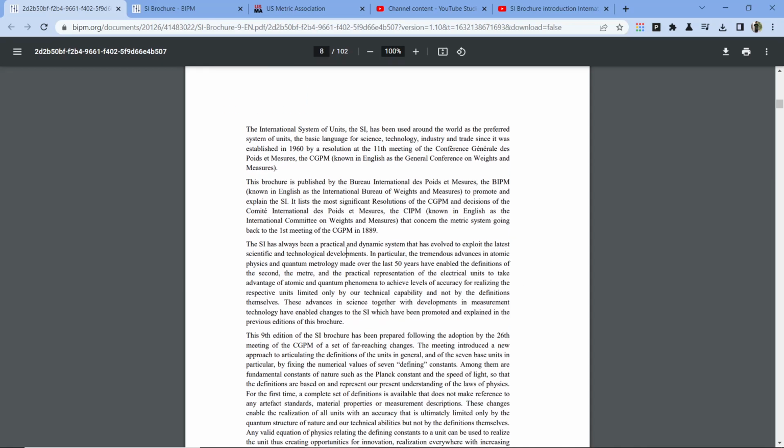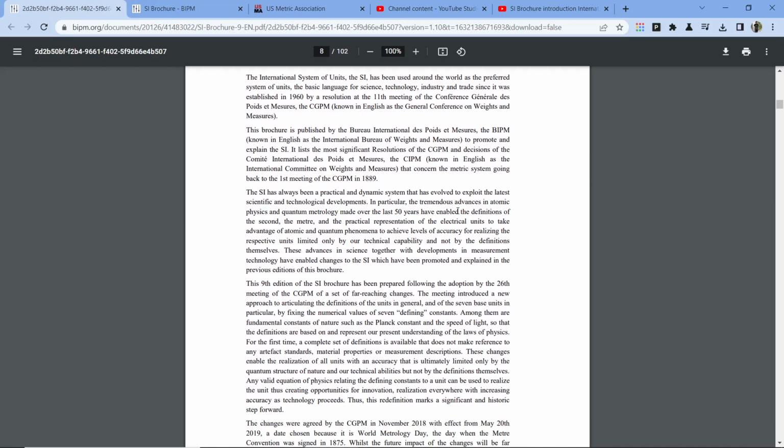The SI has always been a practical and dynamic system that has evolved to exploit the latest scientific and technological developments. In particular, the tremendous advances in atomic physics and quantum metrology made over the last 50 years have enabled the definitions of the second, the meter, and the practical representation of the electrical units to take advantage of atomic and quantum phenomena to achieve levels of accuracy for realizing the respective units limited only by our technical capability and not by the definitions themselves. These advances in science, together with developments in measurement technology, have enabled changes to the SI, which have been promoted and explained in the previous editions of this brochure.